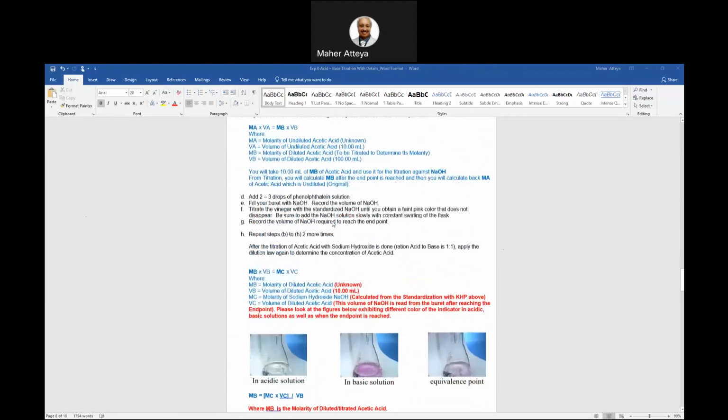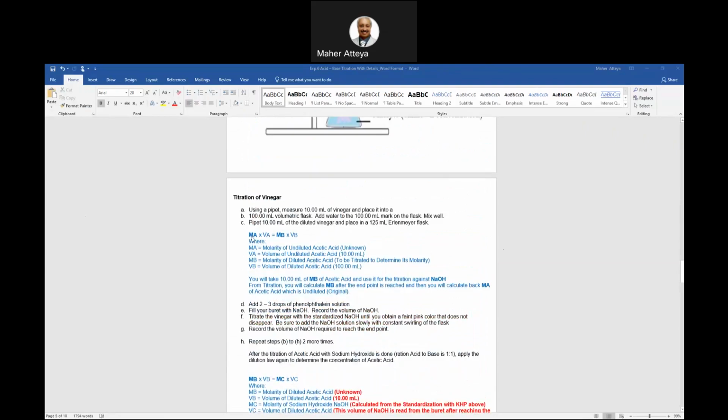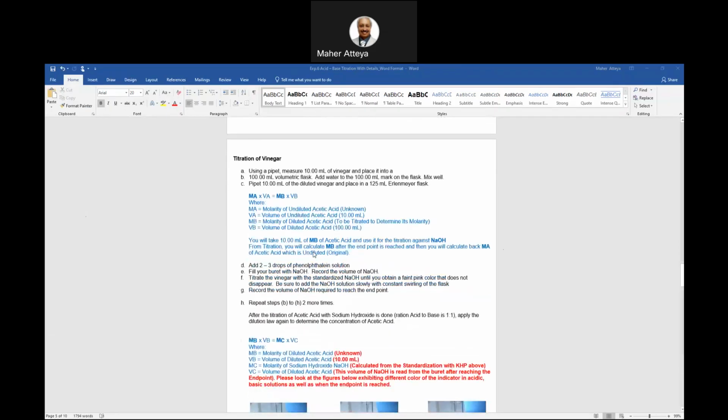You could go back and then calculate your undiluted or concentrated acetic acid. We are looking at this. So this is 10. This is unknown. This is after titration of sodium hydroxide, correct? And this is how much you have taken of this diluted one, which is 10 ml. So 10 ml, so there will be the same thing.